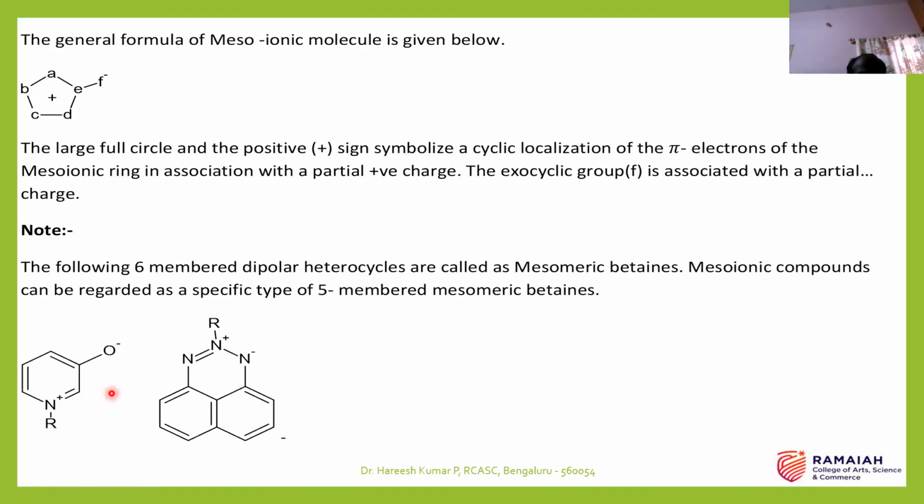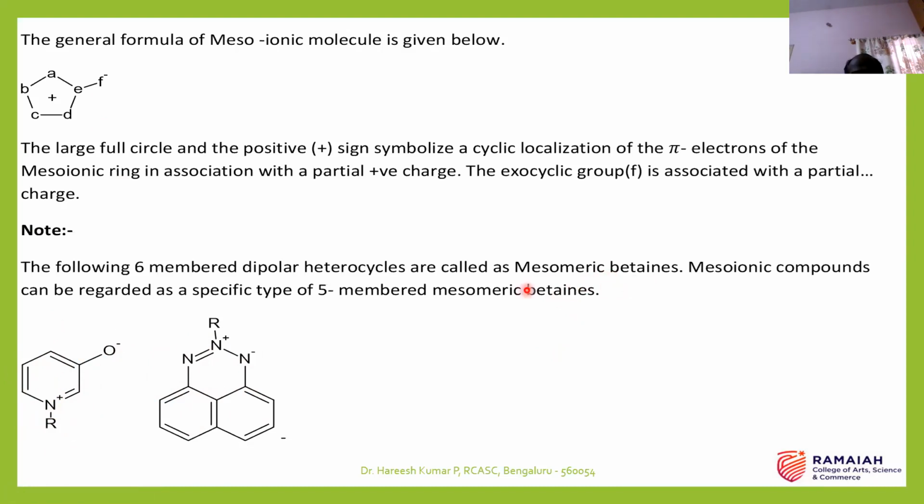You can observe that it's a 6-membered ring. It also has a positive charge in the ring and a negative charge outside the ring. Similarly, this is one more: a positive charge in the ring and a negative charge outside. Since these two are 6-membered rings, they are not called meso-ionic heterocycles, but they are called meso-ionic betaines.